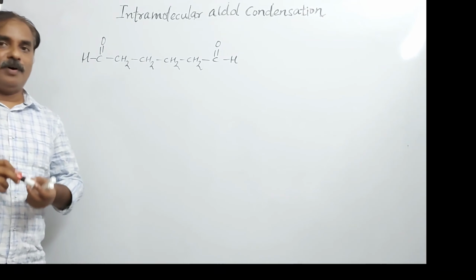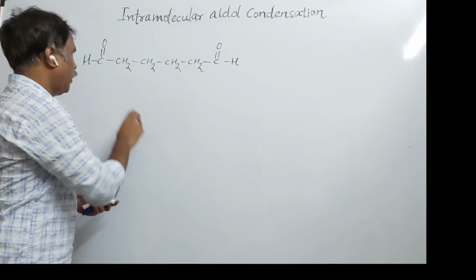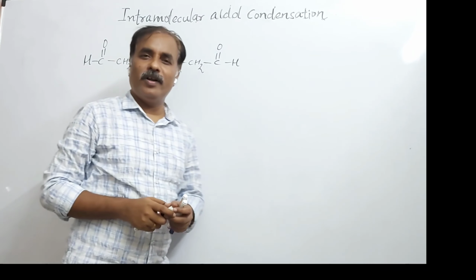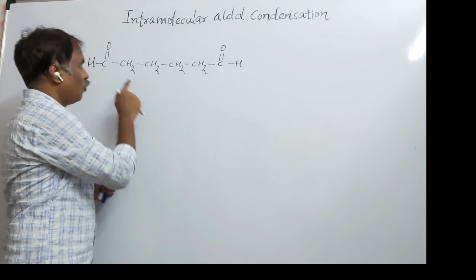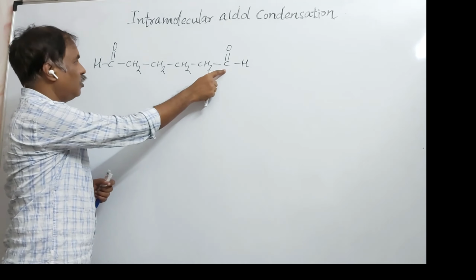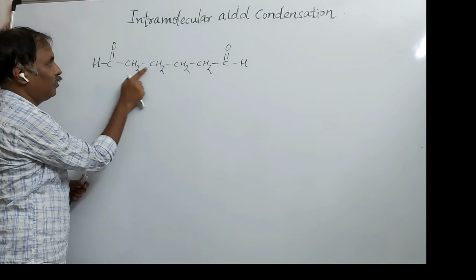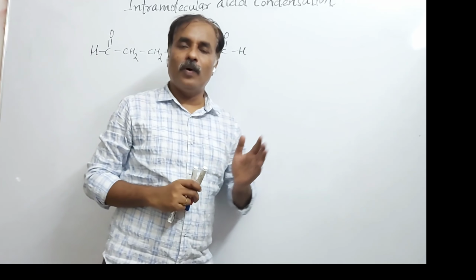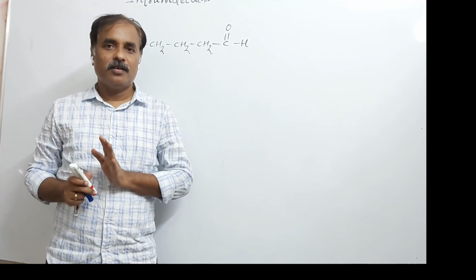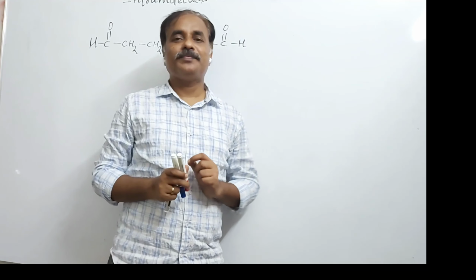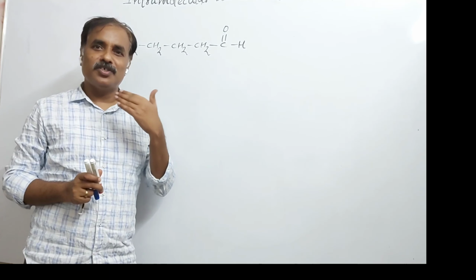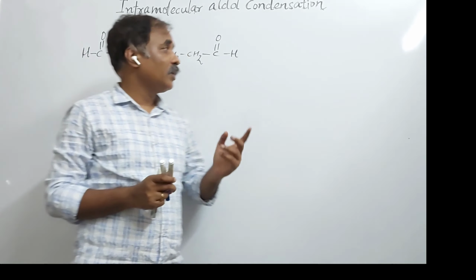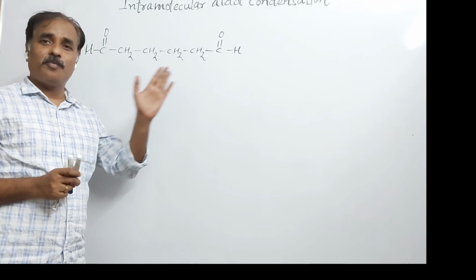Can you tell me the name of this compound? Here it is the first carbon, second, third, fourth, fifth, and sixth. So this compound is said to be hexane-1,6-dial. What is the position of the carbonyl group? First and sixth. That is why hexane-1,6-dial. So this is a dicarbonyl compound. This compound is also known as a multifunctional organic compound, having two or more functionalities. Here two carbonyl groups, two aldehyde groups, are there.